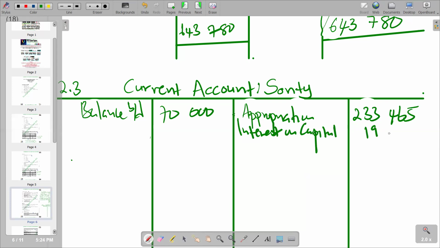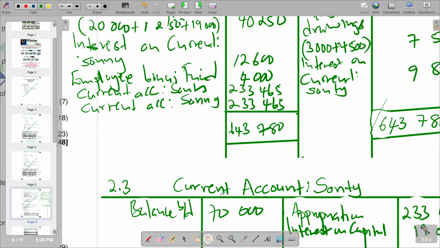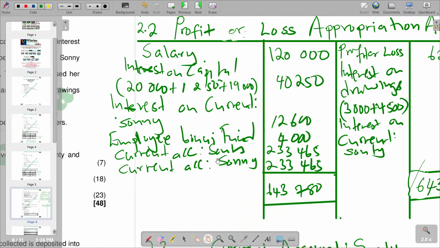19,000. So this is what we have. And then we go on to see the next item that we have on the debit side of the profit and loss appropriation. We have got now interest. We also have salary, which is supposed to come, but the salary that is supposed to come on the credit side of the current account is the salary that hasn't been paid.